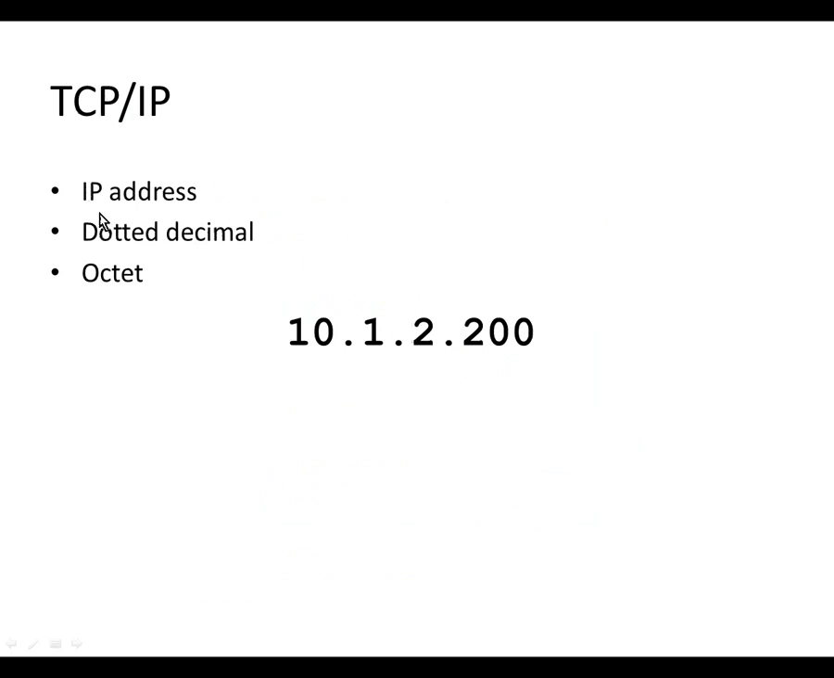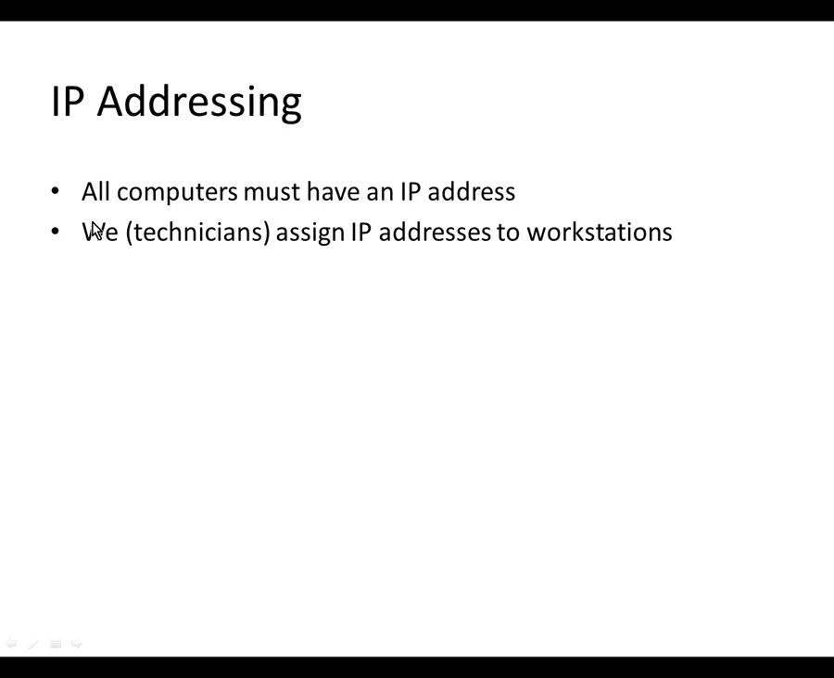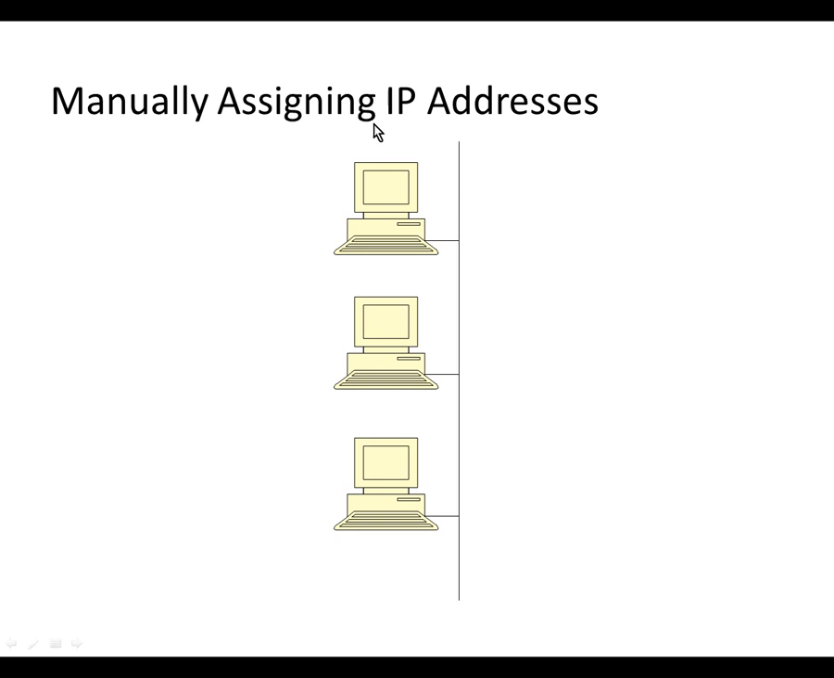All computers must have an IP address in order to communicate. An IP address is a number which is assigned to a computer, and it is written in dotted decimal notation, such as 10.1.2.200. And each one of these values is called an octet because it is made up of 8 bits. In IP addressing, all computers must have an IP address in order to communicate, and it is our job as technicians to assign IP addresses to the workstations and servers. So let's look at manually assigning IP addresses to computers.